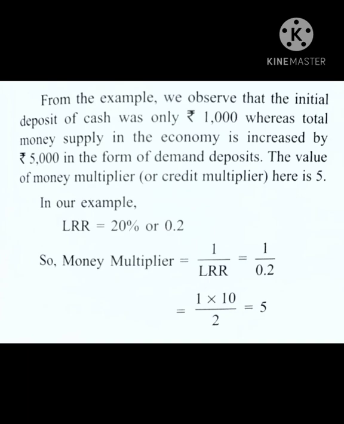So what is my money multiplier? 5. And what is the formula for total demand deposit? Money multiplier into initial deposit. That is 5. What is my money multiplier? 5. What is my initial deposit? First deposit, that is 1,000. So 5 into 1,000 ultimately will give me 5,000. I hope it is clear now.